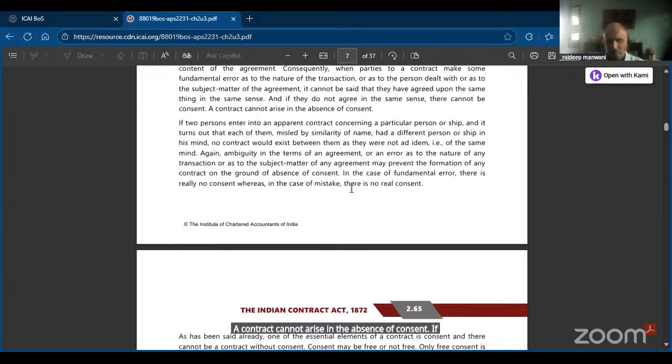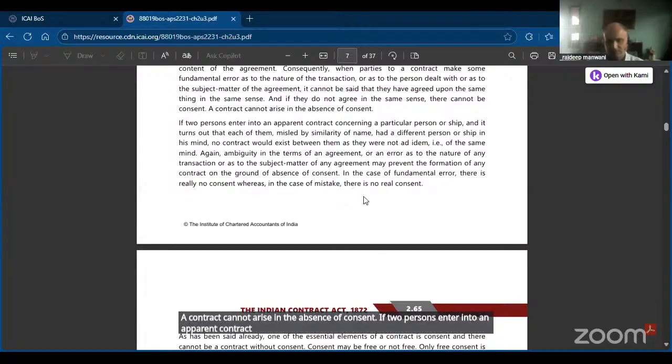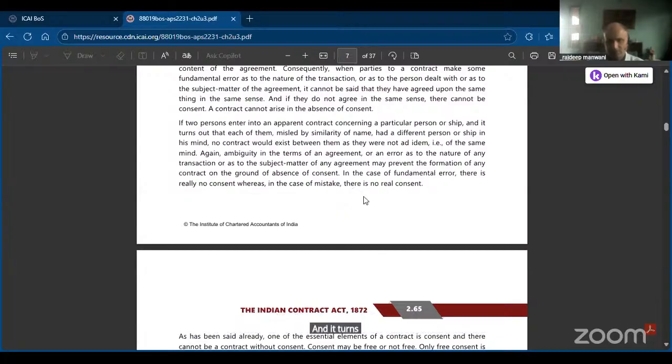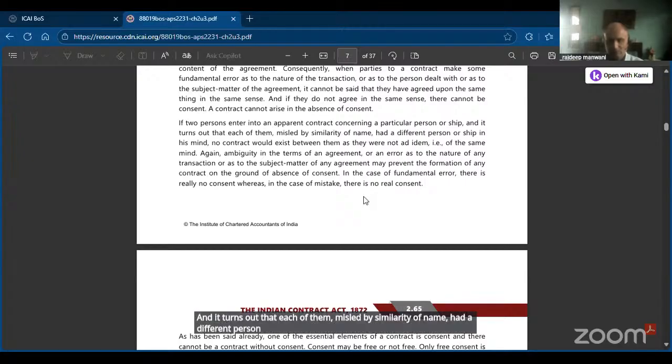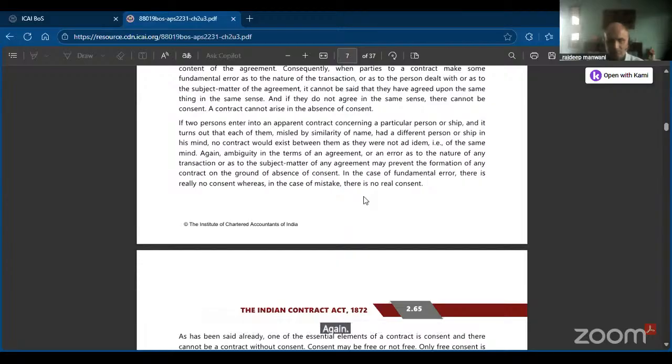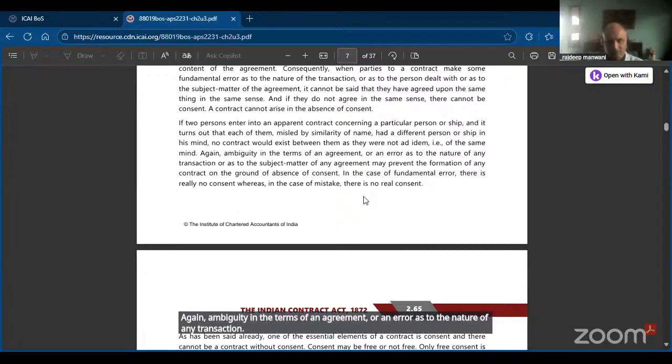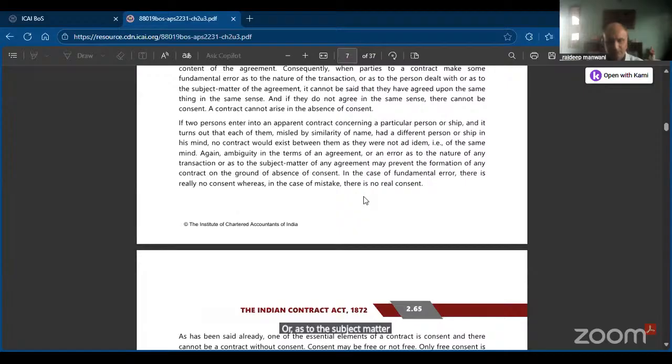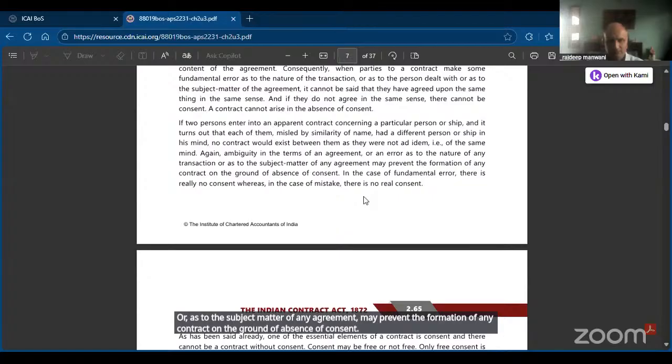If two persons enter into an apparent contract concerning a particular person or ship, and it turns out that each of them, misled by similarity of name, had a different person or ship in his mind, no contract would exist between them as they were not ad idem, that is, of the same mind. Again, ambiguity in the terms of an agreement or an error as to the nature of any transaction or as to the subject matter of any agreement may prevent the formation of any contract on the ground of absence of consent. In the case of fundamental error, there is really no consent, whereas in the case of mistake, there is no real consent.